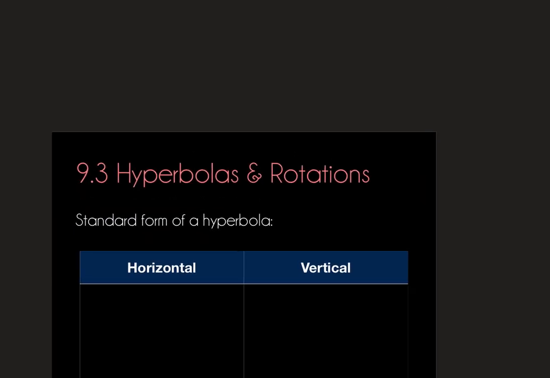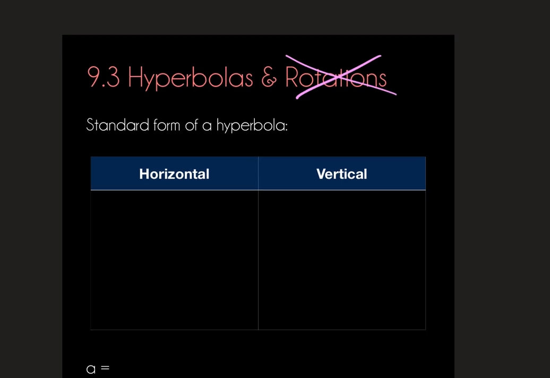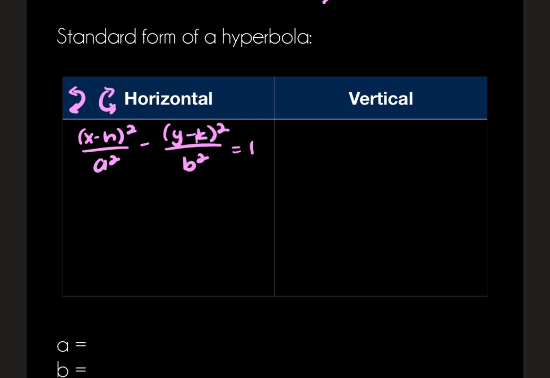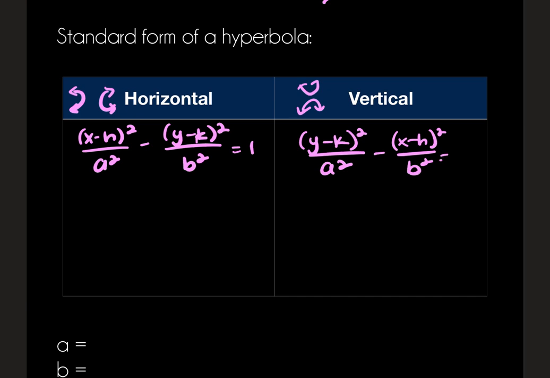Okay. And last up is where we started the day. The hyperbola is, again, ignore rotations. We didn't do it. So horizontal means the branches point left and right. What's important there is the x comes first: x minus h squared over a squared minus y minus k squared over b squared equals 1. Vertical, it opens up and down. And this time the y comes first: y minus k squared over a squared minus x minus h squared over b squared equals 1. A is first this time.